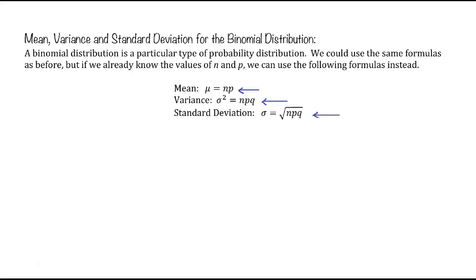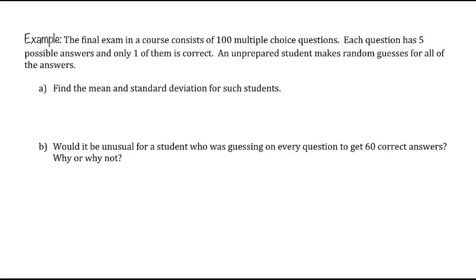Let's try these out with an example. The final exam in a course consists of 100 multiple choice questions. Each question has 5 possible answers, and only one of them is correct. An unprepared student makes random guesses for all of the answers. First, let's find the mean and standard deviation for a student like this that's randomly guessing throughout the entire exam. To do that, we'll need our n, p, and q.